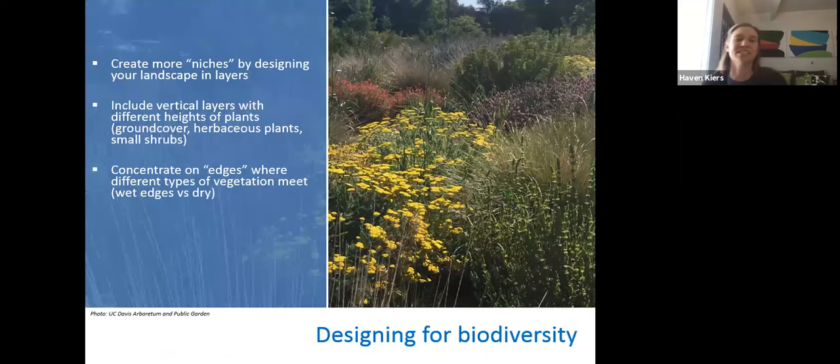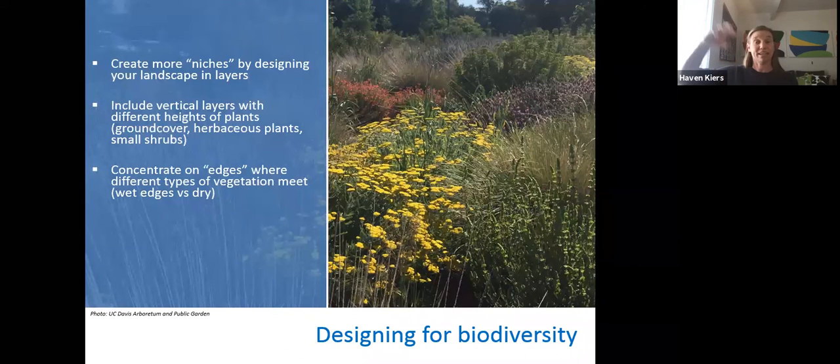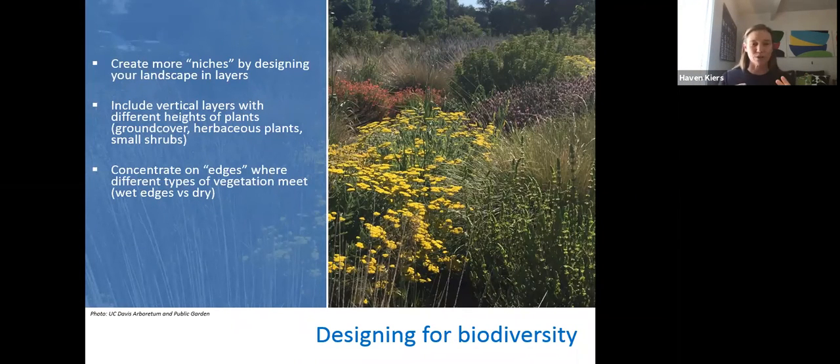So in terms of designing for biodiversity, I just want to give you some tips. Again, this is just some things to think about so that when you come out of here, you're excited and you're like, okay, what do I need to do? So one of the cool things is this idea of creating niches, right? Designing landscapes in layers, so that you go from a lower layer to an upper layer, and then a medium layer and higher layer, because that creates places for birds and insects to hide, to nest, to forage. And so you want to have vertical layers of different heights of plants, right? So the ground cover, small shrubs.